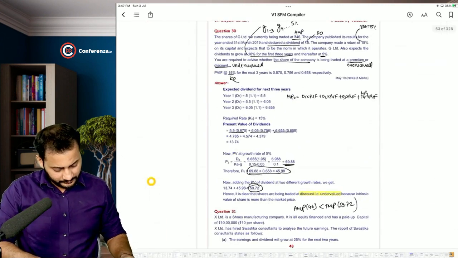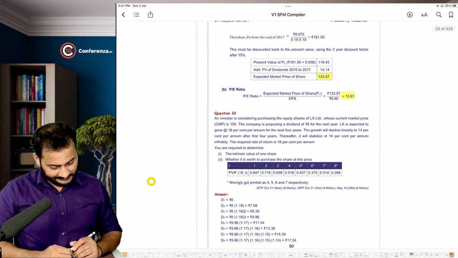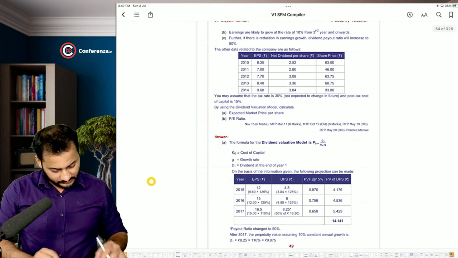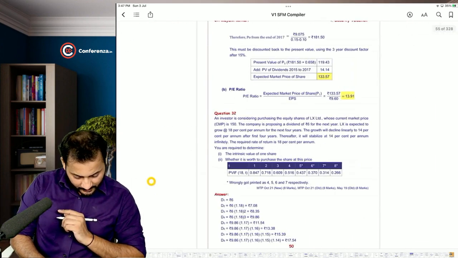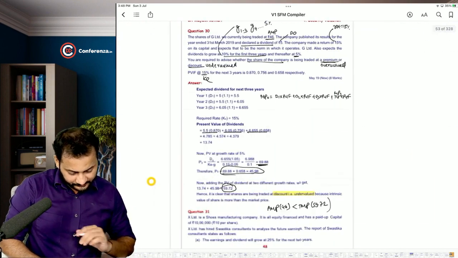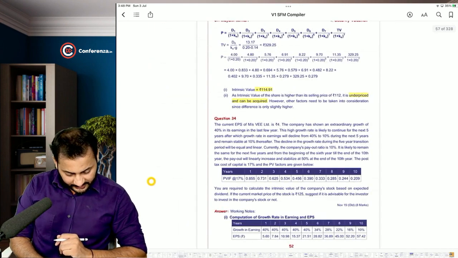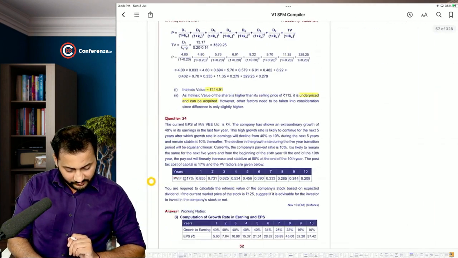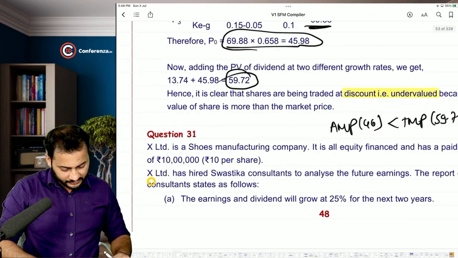Take it as homework. Okay. So question number 31 is going to be our question. 31, 32, 33, all those questions are very interesting. In fact, 34 also. Till 34, it is all about the multi-stage dividend discount model. So let's have a discussion on question number 31.